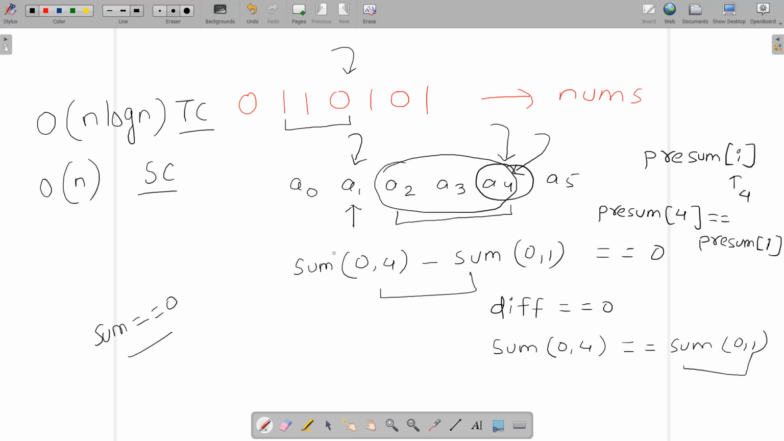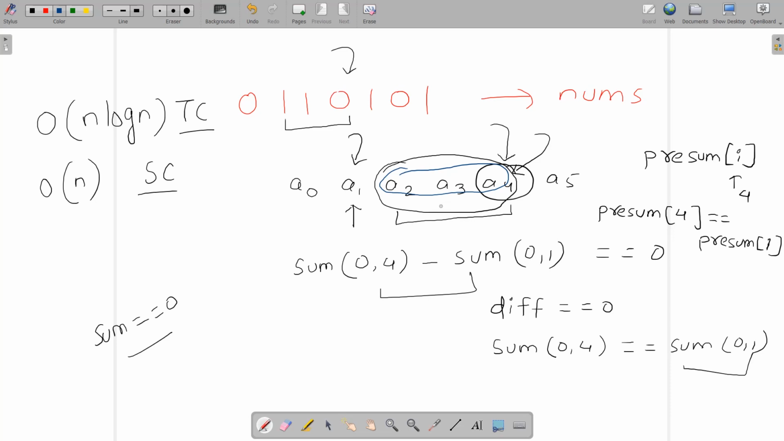So the subarray starting from 2 and ending up to 4 is going to hold the value as 0. So let me first change the color if you guys have trouble in getting the same. So this sum would be 0. So whenever there is a repetition of the prefix sum, then we are going to find the sum as 0. Okay, so this is the key idea.